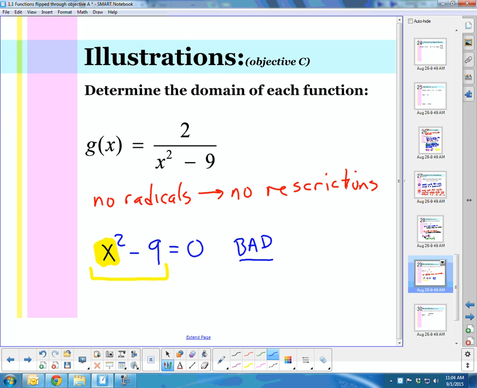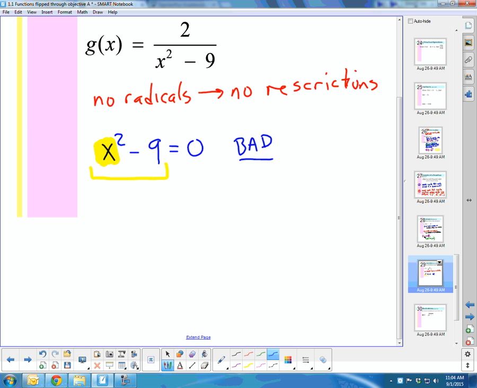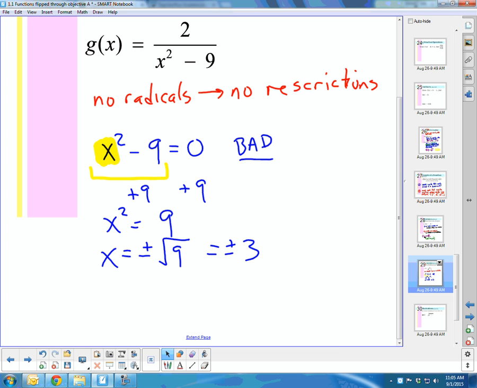So I'm going to solve this. X squared minus 9 equals 0. I'm going to add 9 to both sides. X squared equals 9. Take the square root of both sides. X equals plus or minus the square root of 9, which is plus or minus 3. Now don't forget, we said that this would be a bad thing. So I'm going to put that next to there.